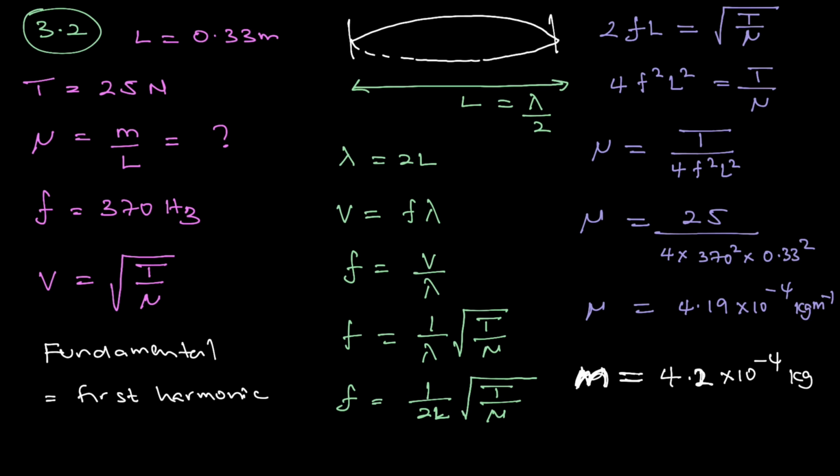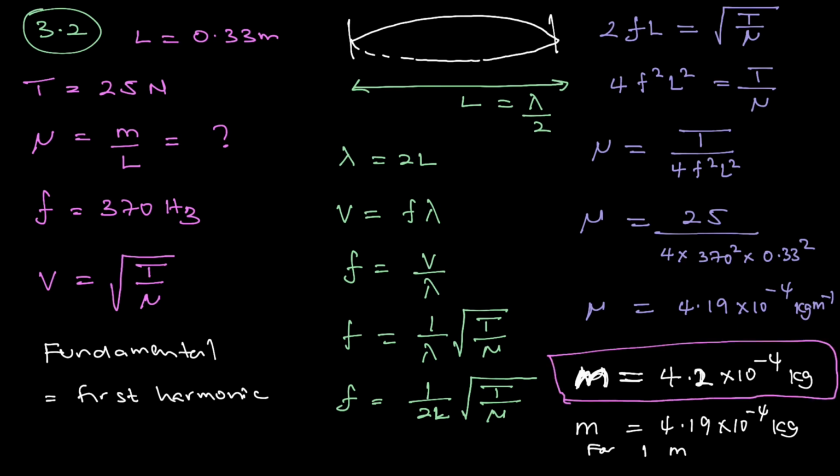So the mass is 4.19 times 10 to the power minus 4 kilogram for 1 meter. And that's what we're looking for. The mass equals 4.2 times 10 to the power minus 4 kilogram.